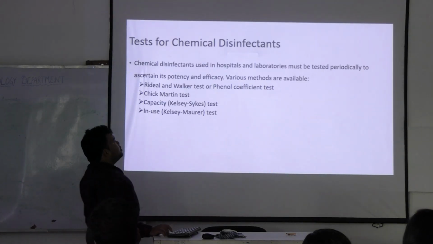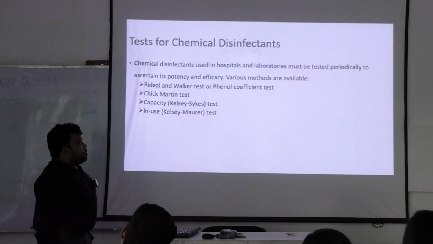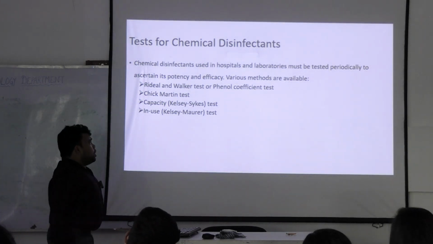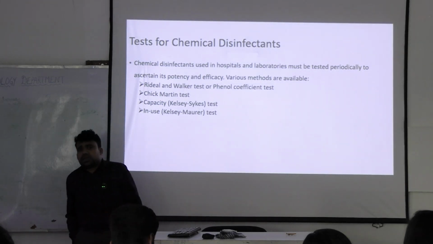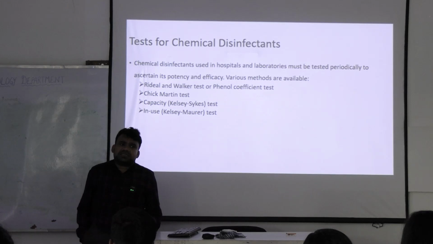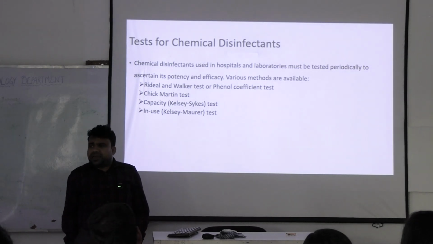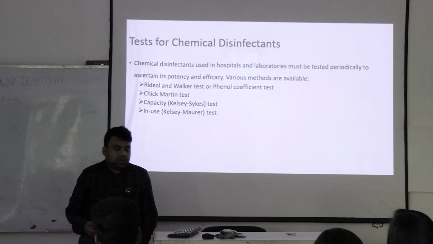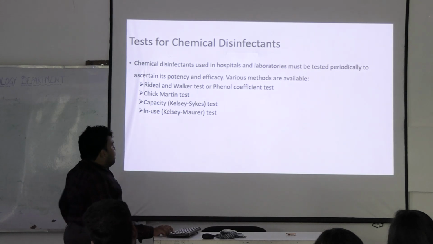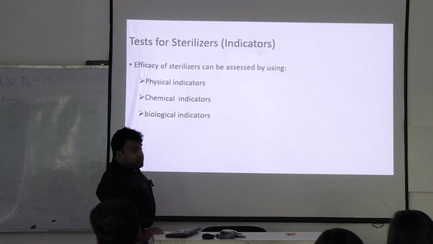There are many methods of testing sterilization. One of the methods is known as the Rideal-Walker or phenol coefficient test. What is a phenol coefficient test? The standard that is taken is phenol. So if a disinfectant is highly active, it is rated against how many times it is better than phenol. Other tests are the Chick-Martin test, the EN test. If you want, you can go and read.